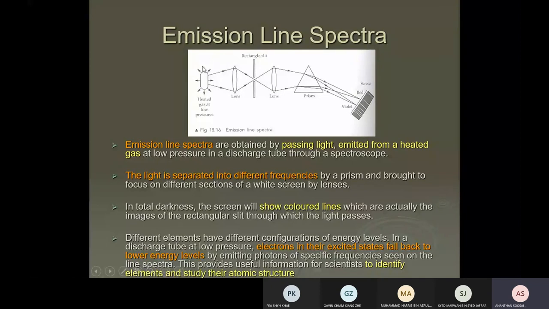So the hydrogen gas they use is a heated gas, so that the electron is in a high energy level. So the electron in this gas is in high energy levels. We leave it for a while. It should be done in a dark room. Okay, no light from outside.